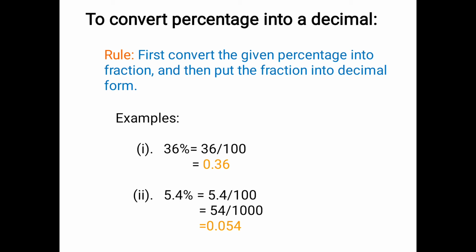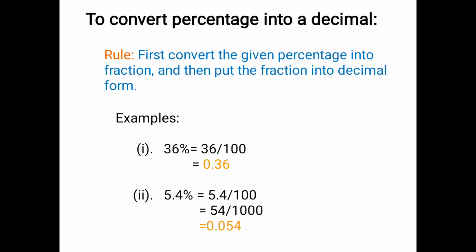So again, I'm telling: we write 36, and 2 zeros are there. From right hand side to left hand side we have to count the digits. 2 zeros means 2 digits. So after the 2 digits we have to keep a decimal dot and put the 0. That's it. This is the first one.